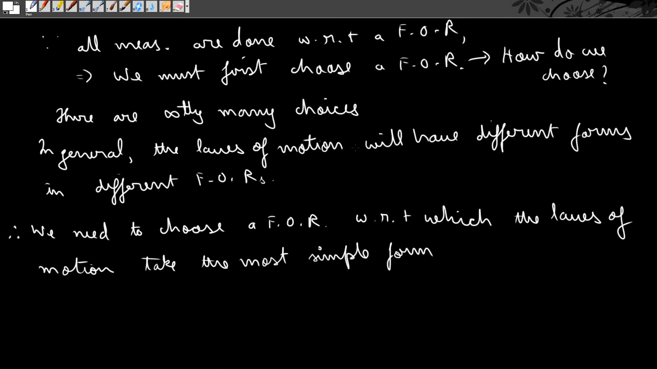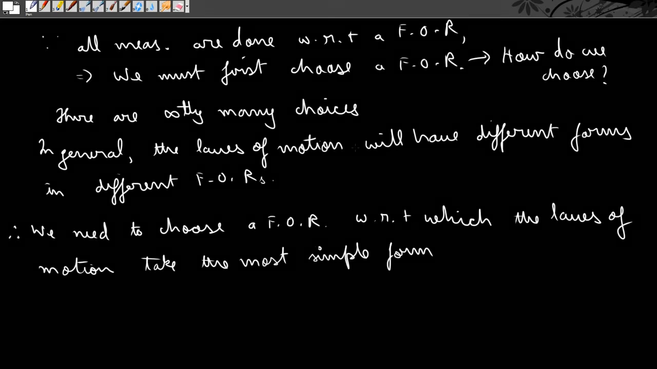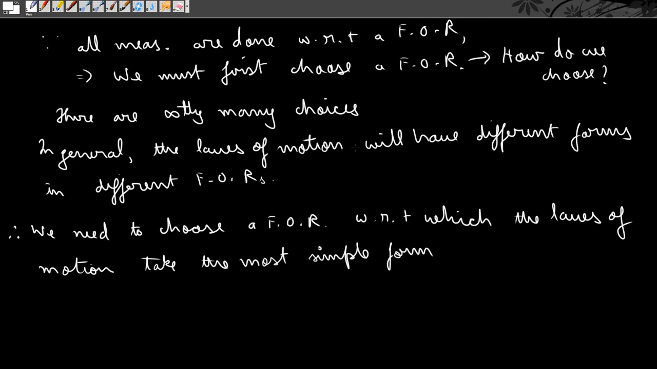Alright, good. Now, one way to ensure this is to make sure that the space and time is homogeneous and isotropic. So how do we ensure that the laws of motion are in the simplest form?